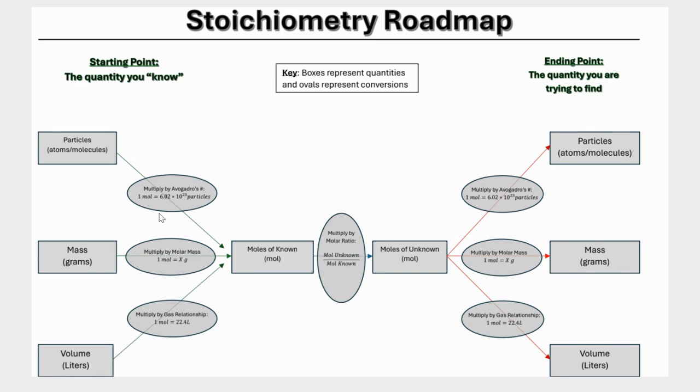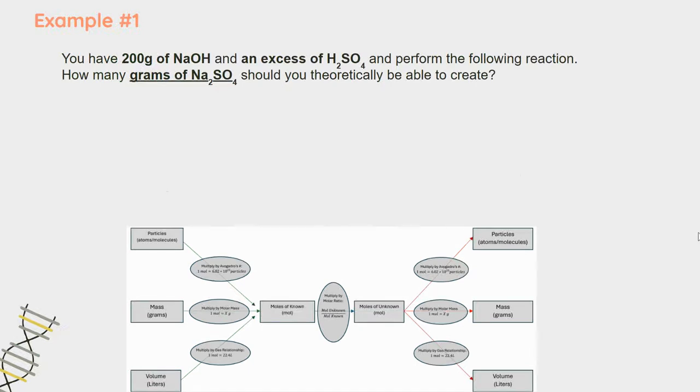and see how we use this in practice. So in example 1, we're going to start by saying we have 200 grams NaOH and an excess of H2SO4, and we're going to perform the following reaction. And the question asks, how many grams of Na2SO4 should we theoretically be able to create? Now, in this problem, I call out that we have an excess of H2SO4. This will come up in our next set of videos, what this means.